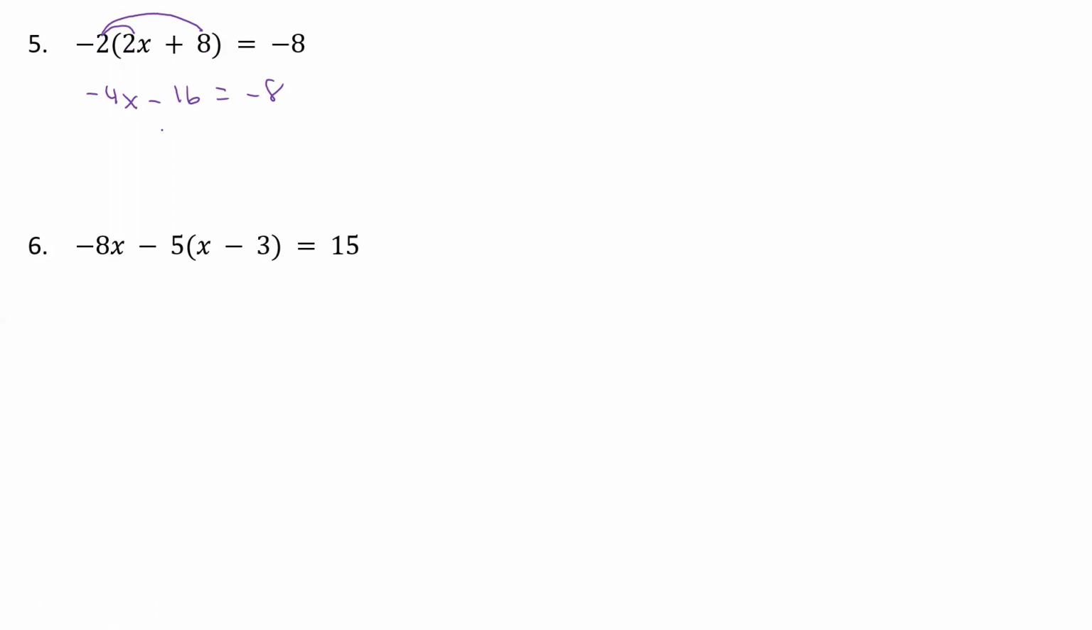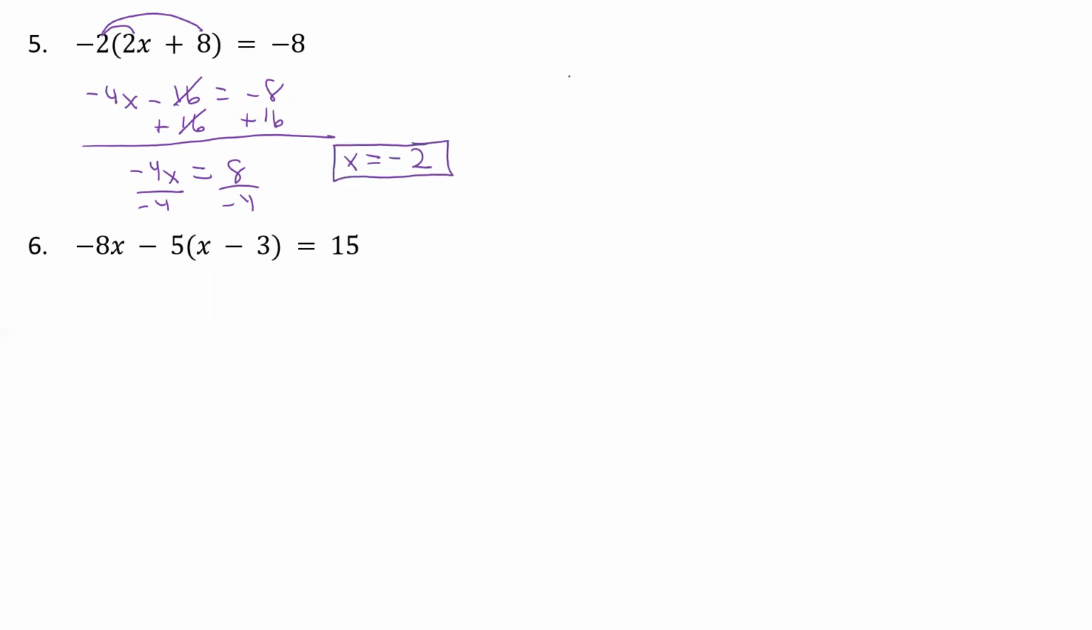So to get rid of the 16, we'll have to add 16 to both sides. That cancels, so we have negative 4x equals 16 minus 8 is 8. Now we divide by negative 4 because there was multiply, so to divide we get rid of it. And so now we have x equals 8 divided by 4 is 2, and positive divided by negative is negative, so we have a negative 2.